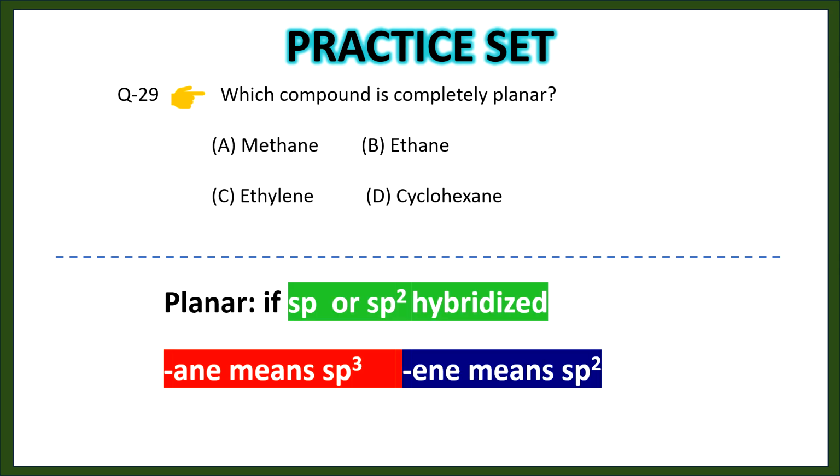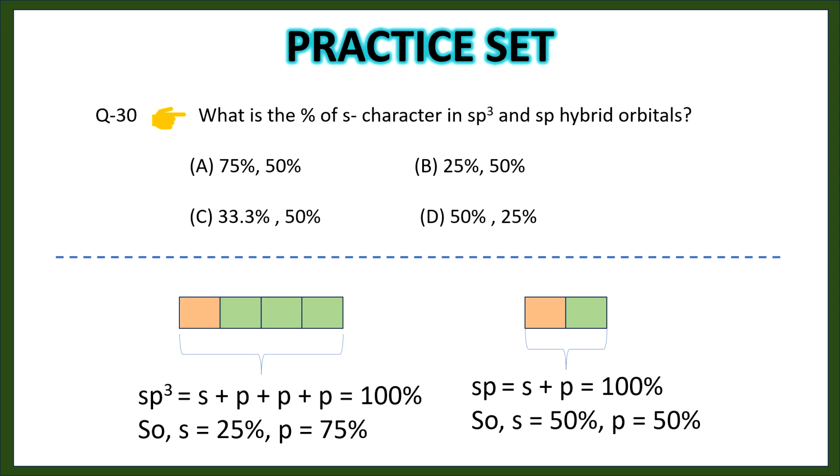Question number 29. Which of the compounds is completely planar? Methane, ethane, ethylene, and cyclohexane. Planar means it is sp and sp2 hybridized. We know that ane means sp3 hybridized, a simple saturated hydrocarbon. ene means unsaturated hydrocarbon, and ene means it is sp2. So in this case ethylene is the only one that is sp2 and planar.